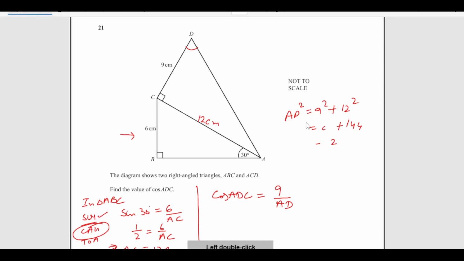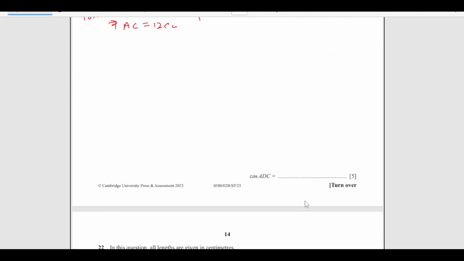So this is 81, this will be 225, right? AD is going to be the square root of this, which is 15, right? So now this is 9 over 15. So that's the answer, 9 over 15. This is a 5 marks question, right?